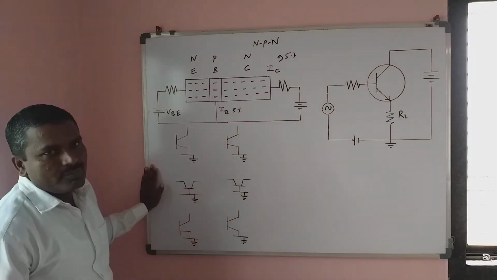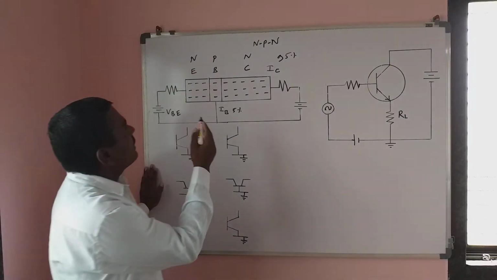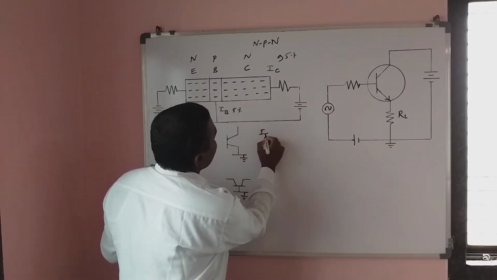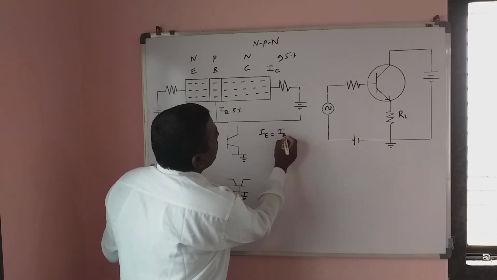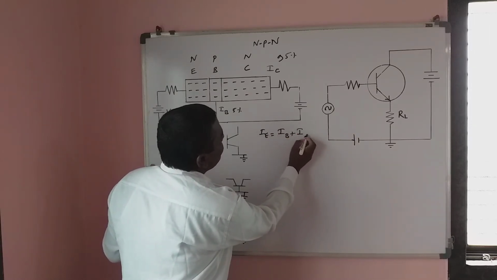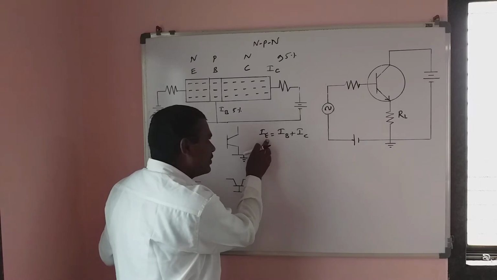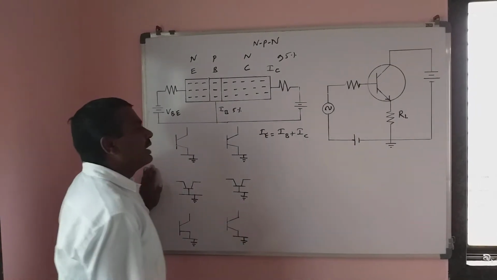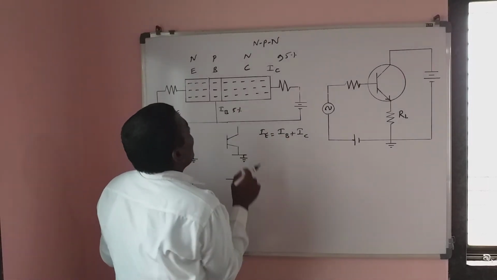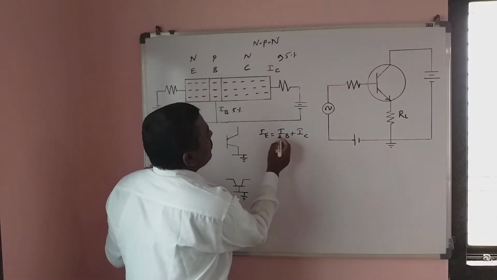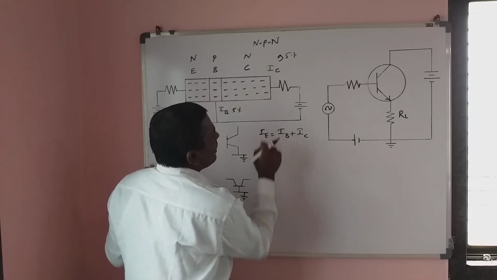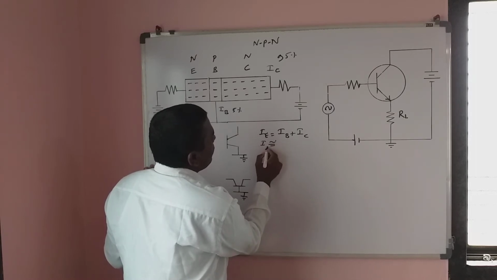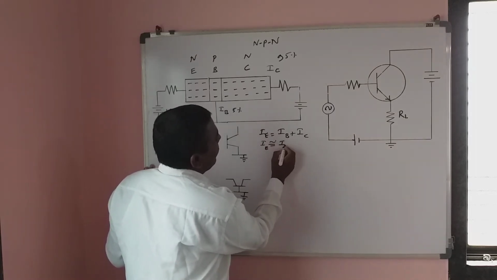Here the total current flowing through the emitter is always equal to IB plus IC. IE is the emitter current, IB is the base current, and IC is the collector current. But due to the small, thin region of the base, the base current is very small, and we can say that IE is approximately equal to IC.